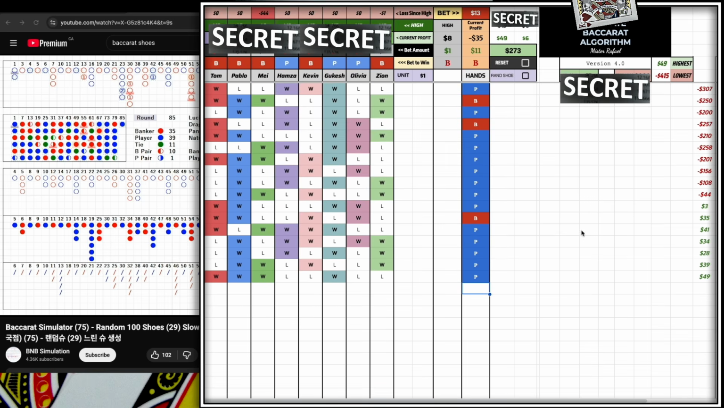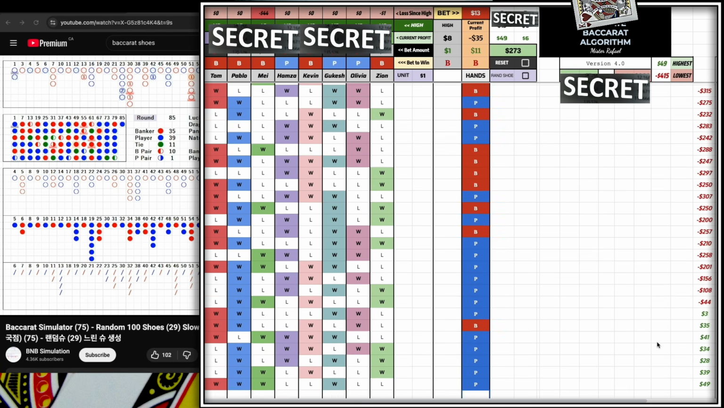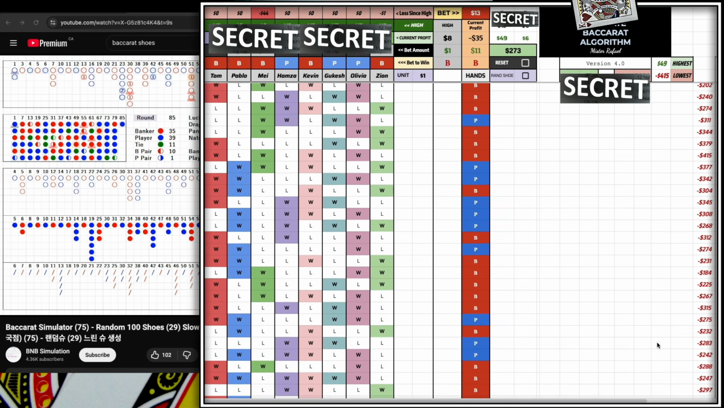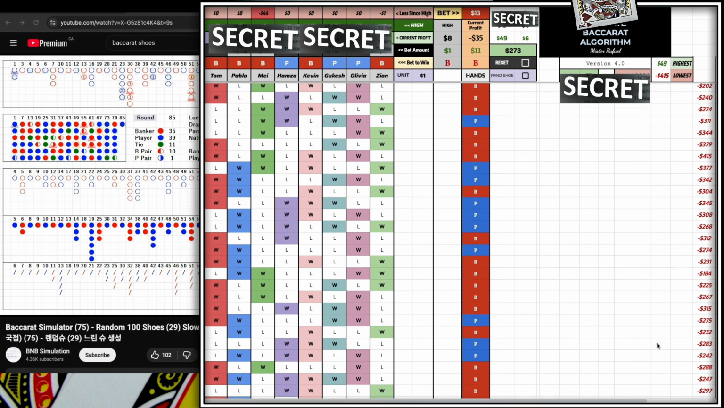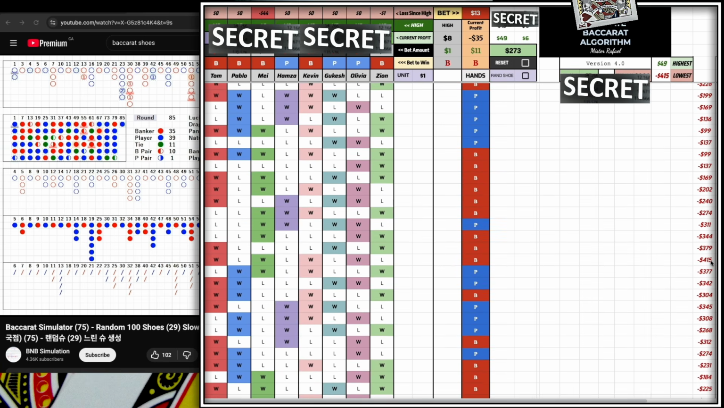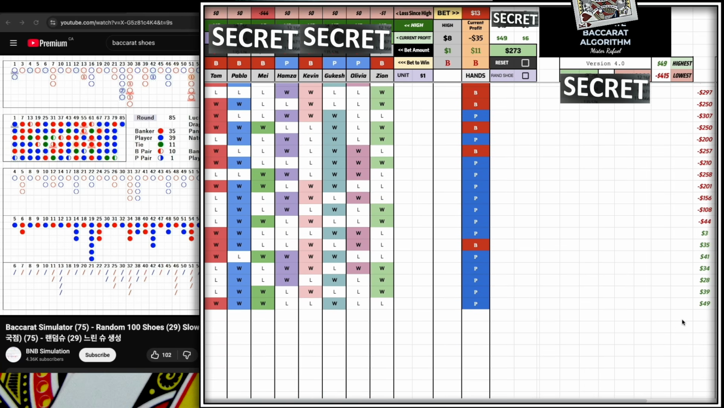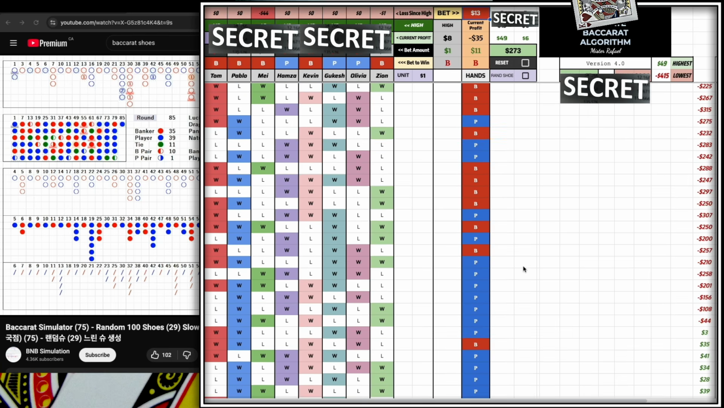Wow, we actually got it down to minus 415. Wow, but we are currently sitting at $49, so that's not too bad. Let me see the drawdown here. Oh, right here. Okay, so we got down to minus 415. But we made a little bit of a recovery, so we're not sitting too bad. $49 in profit. Next bet is $13 on banker.